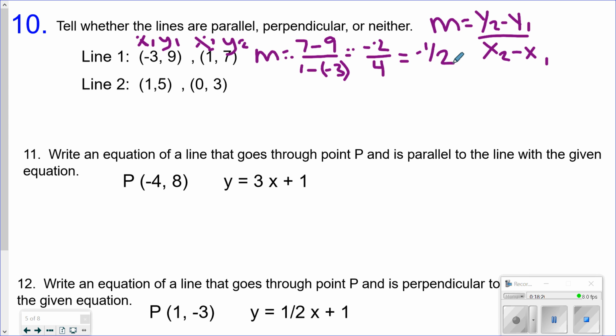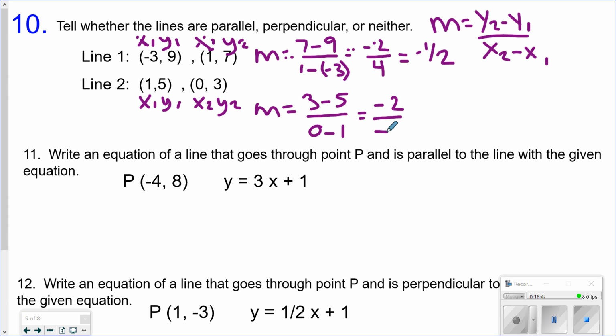And if I look at line 2, I'll call this guy x1, y1, the second coordinate x2, y2. So once again, I want to plug it in my slope formula. And so this will give me 3 minus 5 divided by 0 minus 1. So this would be negative 2 divided by negative 1, which would equal positive 2. So I have negative 1/2 and a positive 2. So these lines then would be perpendicular. They are opposite reciprocals.